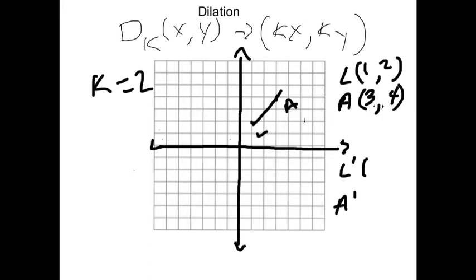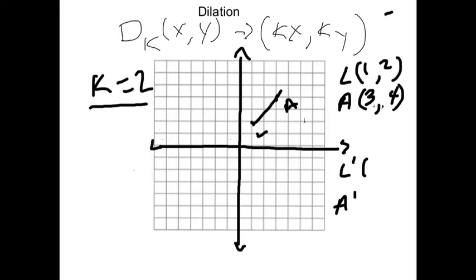So in this case, we are taking line segment LA, where the original point L is (1, 2) and the original point A is (3, 4), and we are enlarging it by a scale factor of 2. I know it's enlarging because when the scale factor is greater than 1, you are enlarging it. And when the scale factor is between 0 and 1, or a fraction, you're going to be reducing it.